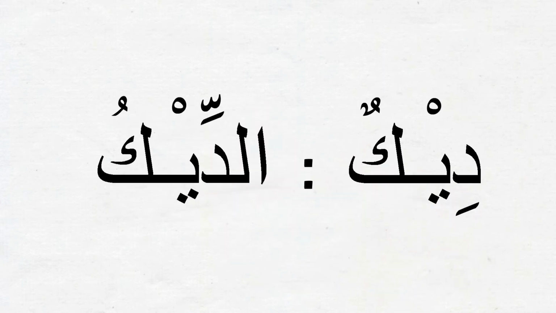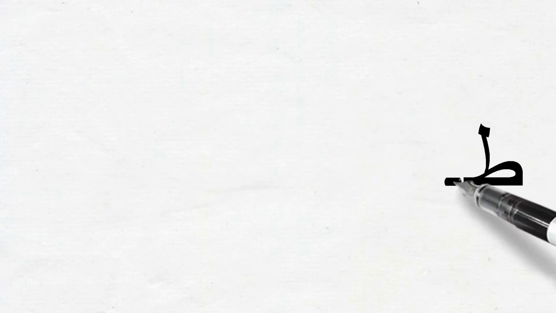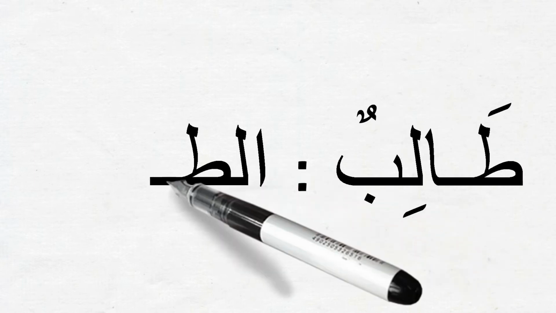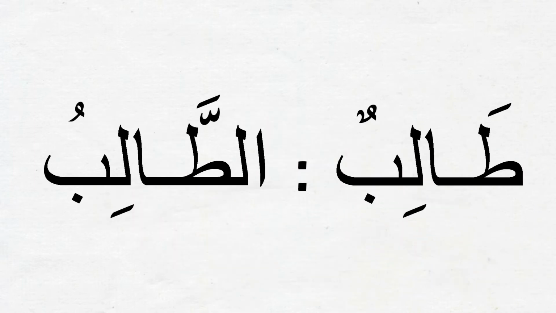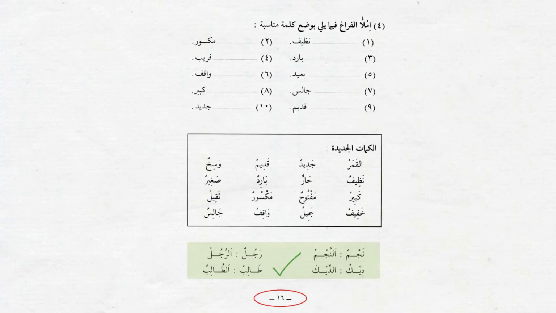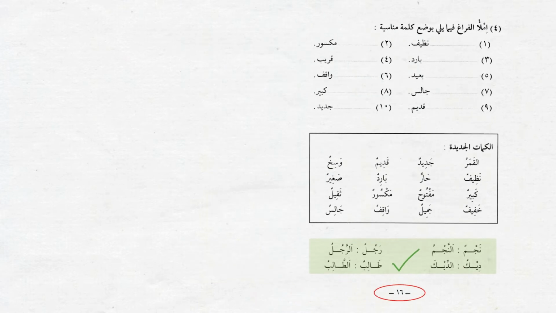Next, dikun, which means a rooster. It is nakirah. What would be the ma'rifah form? Ad-diku, right? Ad-diku. We know that talibun is a student. How do we say the student? At-talibu. Correct. At-talibu. Let's move on to page 18.